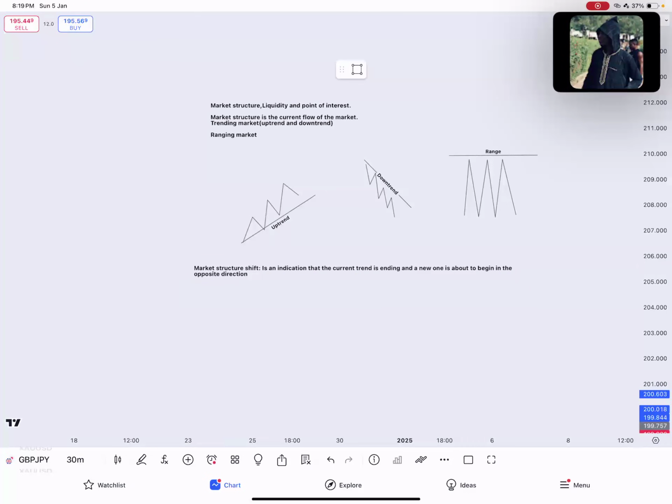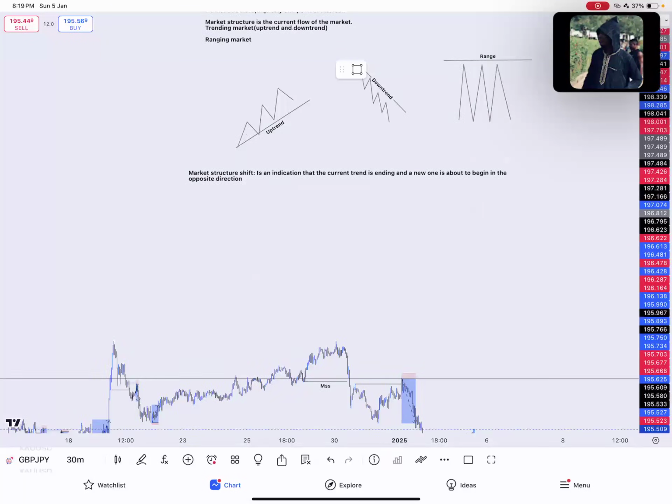So market structure shift is an indication that the current trend is ending and the new one is about to begin in the opposite direction. This is just a definition of it. What does it actually look like graphically? So graphically, this is what it means.